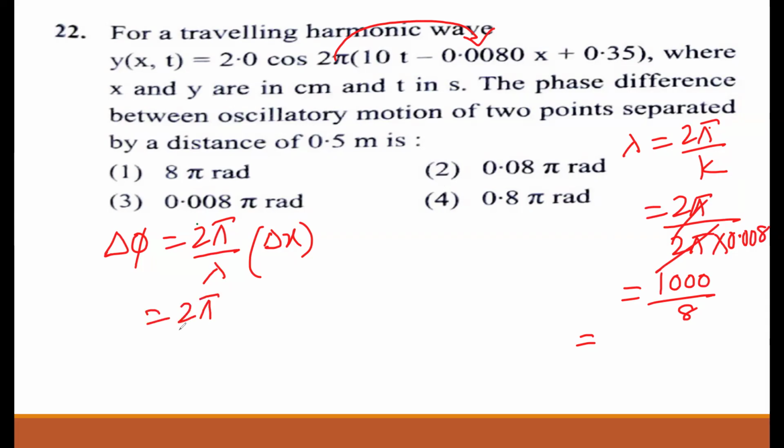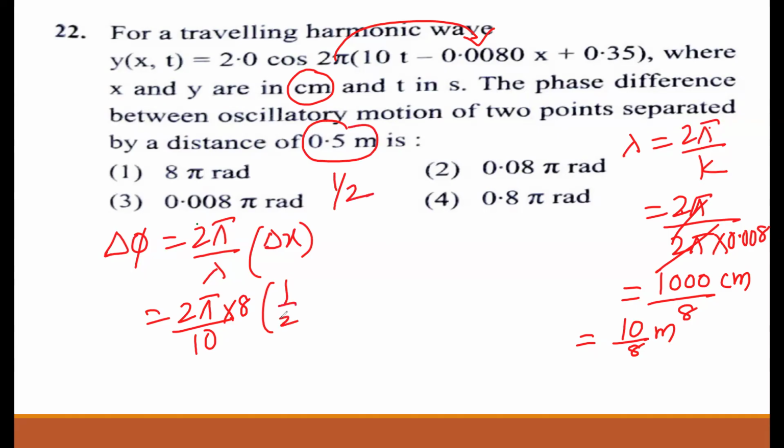So 2 pi by, and this is in centimeters. So this is in centimeters we got. If I want in meters, it is 10 by 8 meters. So I'll write it as 10 by 8 meters into 0.5 meters. I'll write it as half. So that it will become 8 by 10, that is 0.8 pi. So the fourth option would be the correct one here.